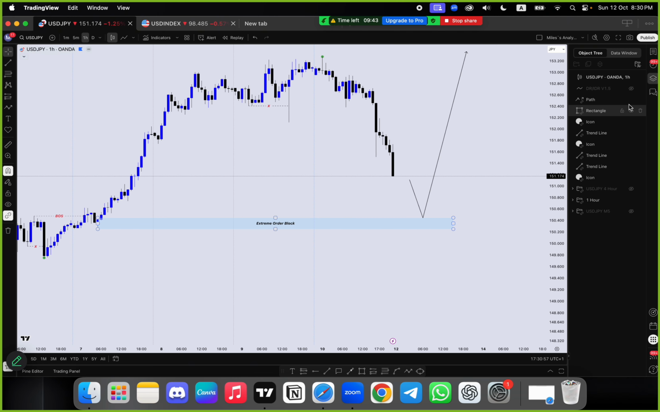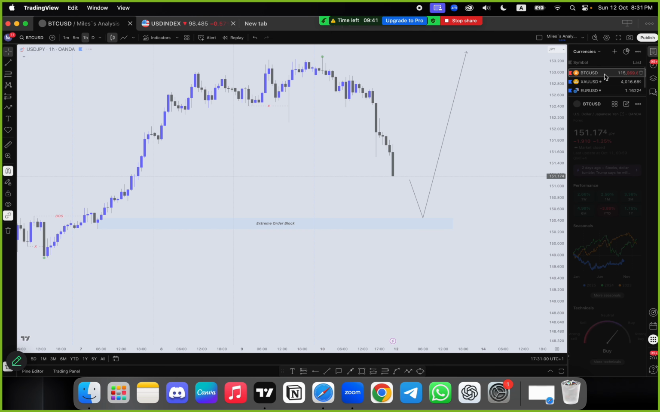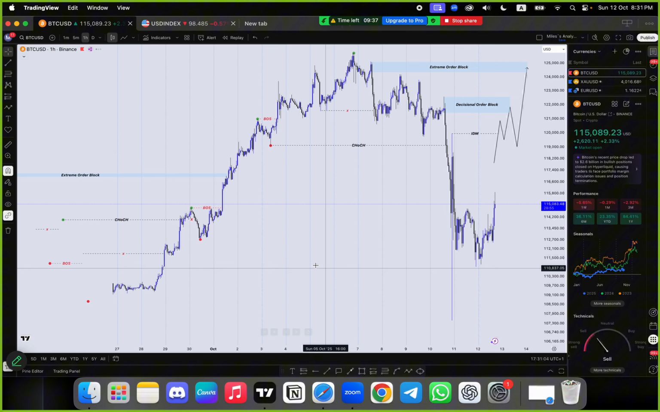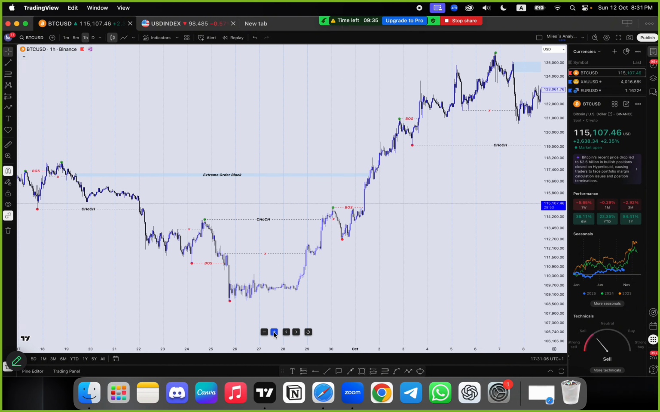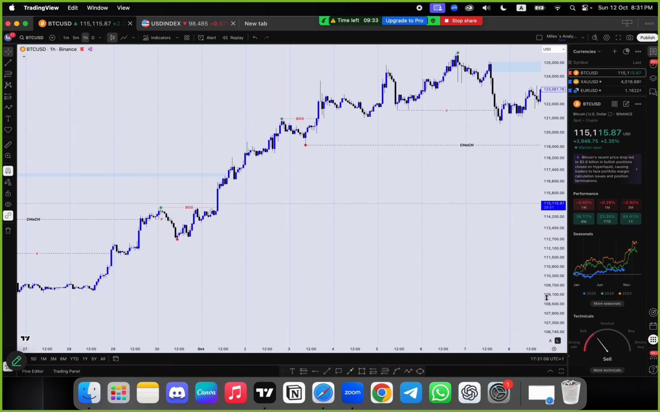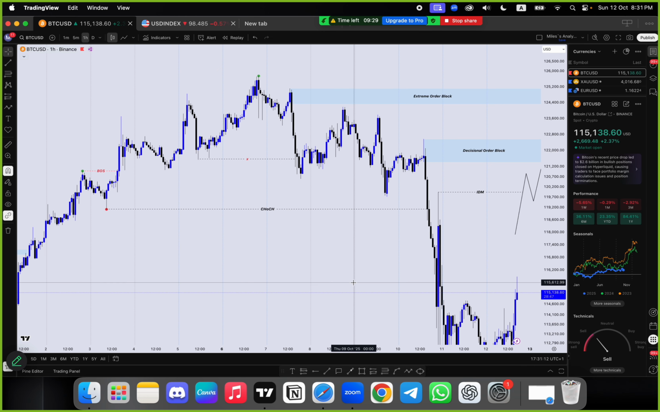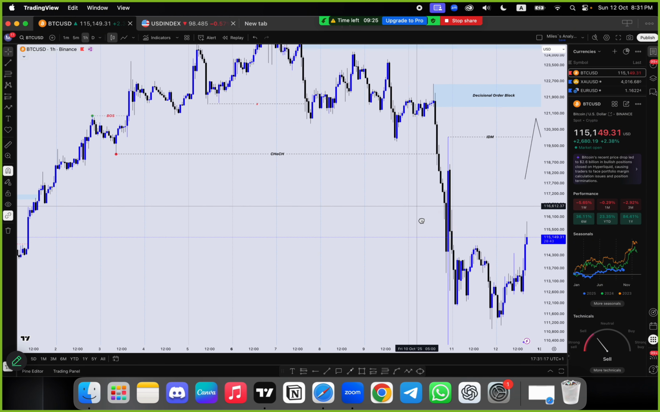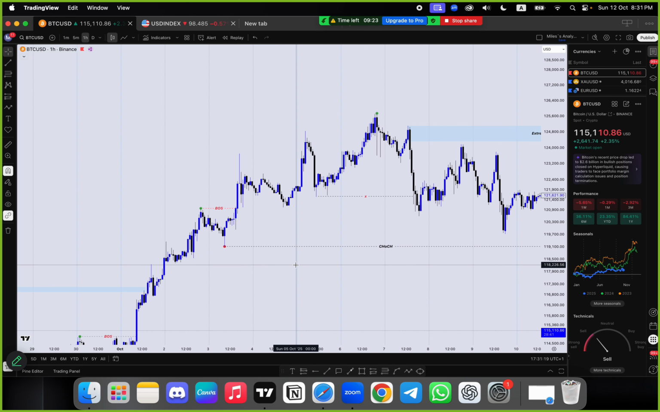So for BTC, I already have the analysis. Bitcoin has been bullish, making all-time highs recently, until on Friday when price created a change of character. So this was the last breakout structure created, indicating that price is strongly bullish on the 1 hour.